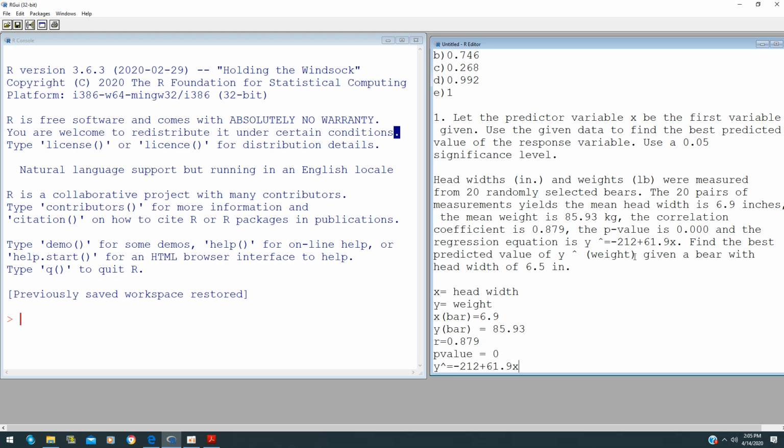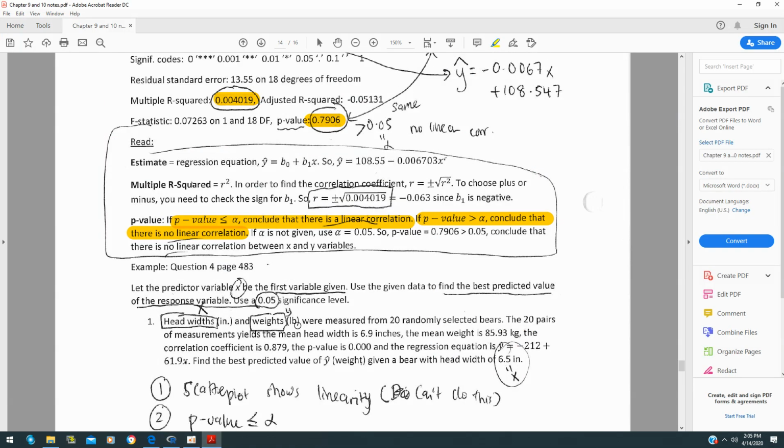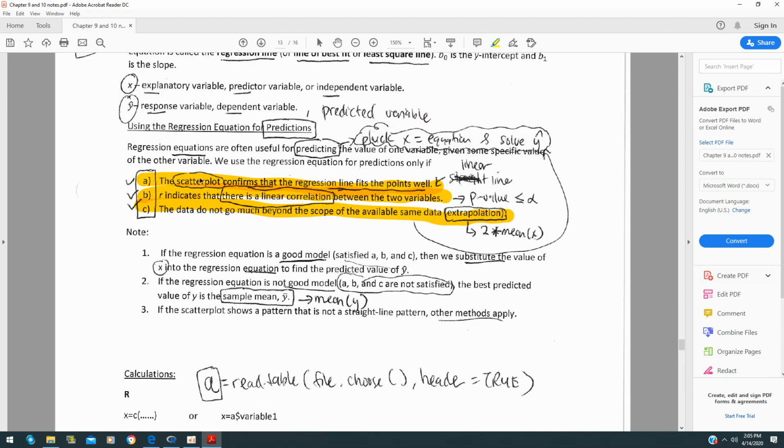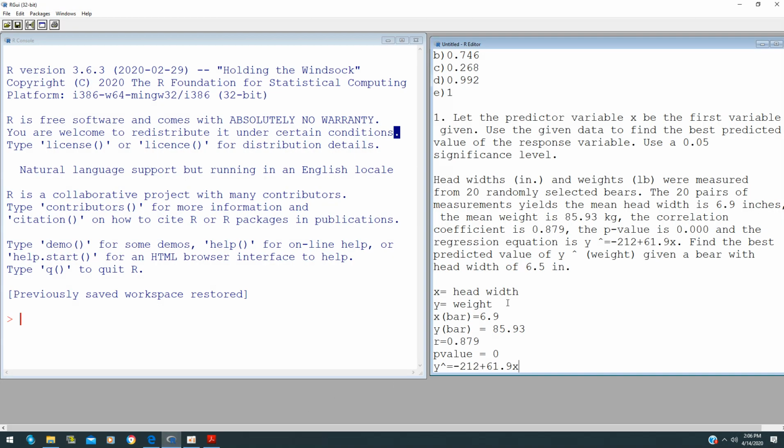This question is asking us to find the best predicted value. If you look at the notes, in order to find the best predicted value, you have to go through these three requirements for prediction. If these three requirements are met, then we call it a good model. If it's a good model, then you substitute x into the equation. So if you go through these three and find that it is a good model, then you plug in x as 6.5.